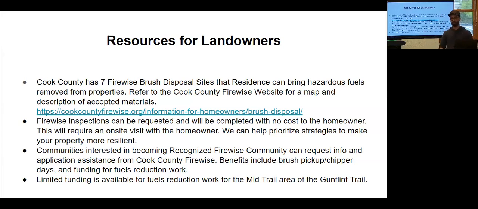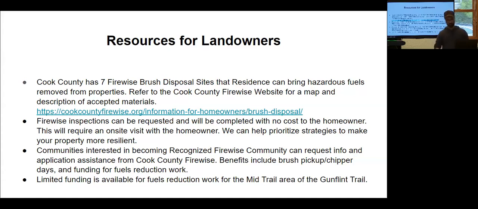If you want to take a look at a map for that, you can visit cookcountyfirewise.org. In there, there'll be a link to a nice interactive map that'll show you where all those different brush disposal sites are and tell you how to get to them. Basically, you can always drop stuff off there until you can't get in, meaning until there's enough snow on the ground that it's not accessible. We definitely don't plow them or anything during the winter.